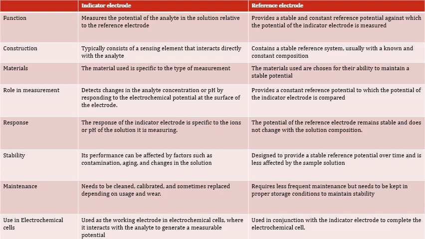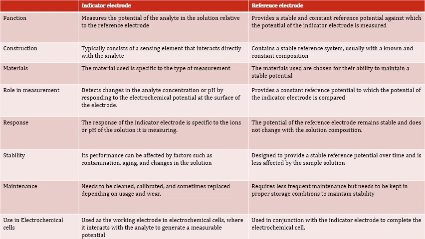While the reference electrode provides a constant reference potential to which the potential of the indicator electrode is compared. This stable reference allows for accurate measurement of the potential difference. The potential of the reference electrode remains stable and does not change with the solution composition.